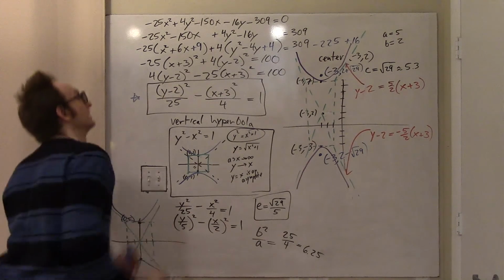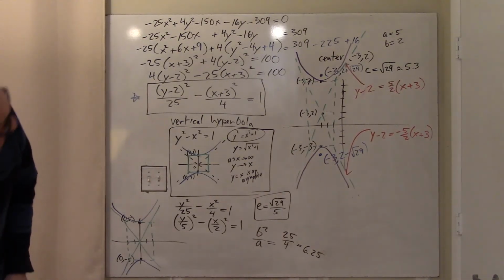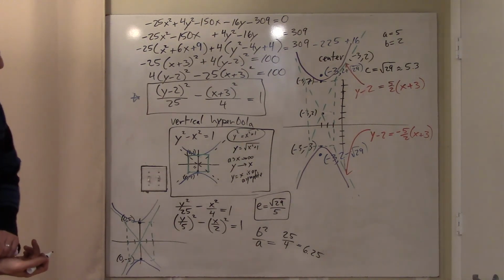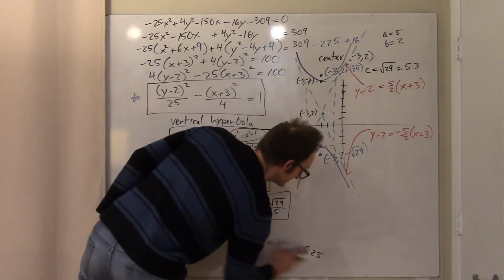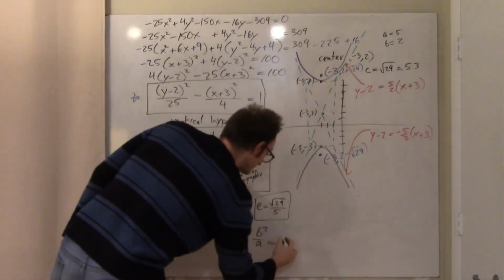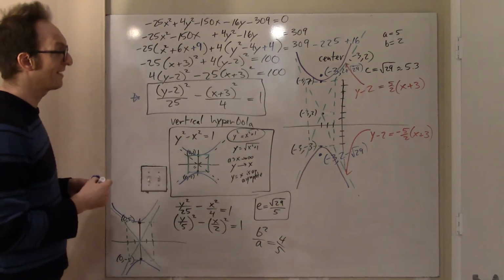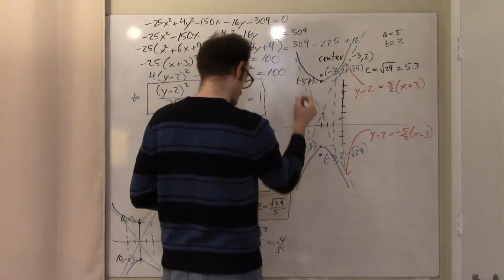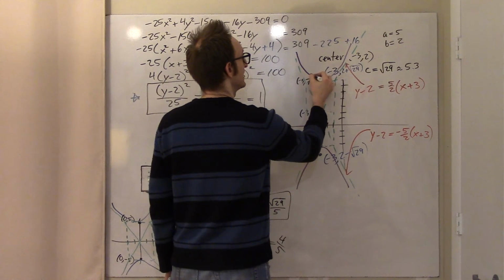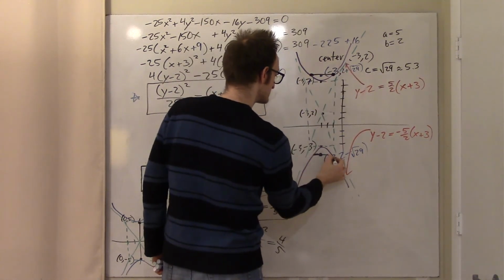And it might look... wait a second. Yeah, 6.25? No, that's just wrong. 25/4, that was just wrong. Totally wrong. B squared over A should be 4/5. So, in fact, this is a very tiny little latus rectum here. It's going to be 4/5 in either direction around this point.